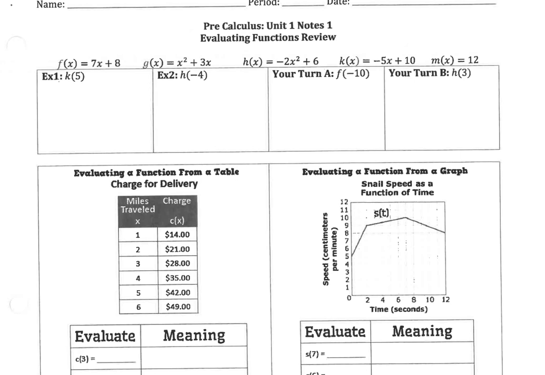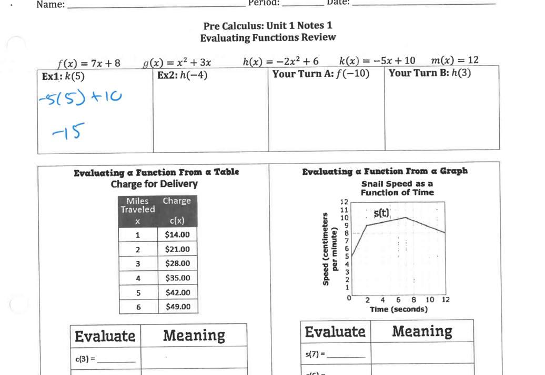To begin with, for our first example, we see that we have k of 5. So that tells me to look at my function k, and I'm going to replace x with that value of 5. And what we'll see here is instead of negative 5 times x, we have negative 5 times 5 plus 10. And if we simplify that, we're going to end up getting negative 15.